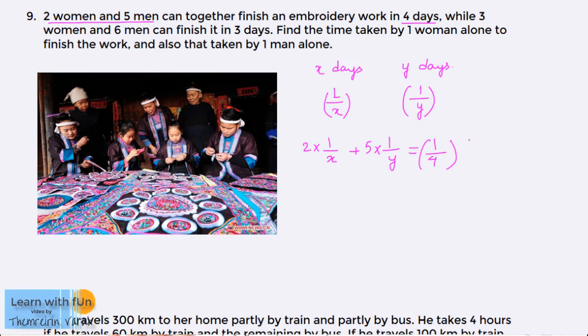Then this is one equation. This can be written as 2 by x plus 5 by y is equal to 1 by 4. Similarly, our second condition.